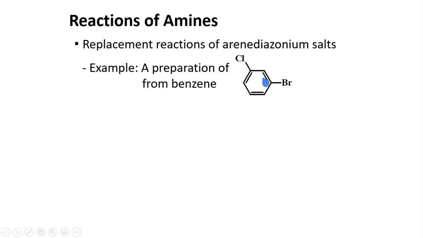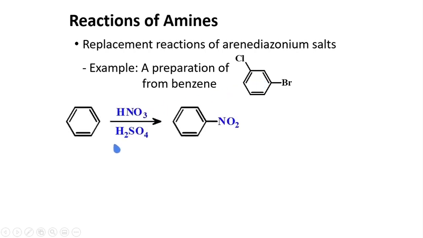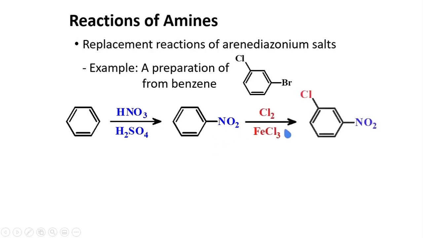How will you prepare this compound in typical electrophilic aromatic substitution? It is not possible. However, if you do arene diazonium salt replacement reactions, you can generate this compound. You can start from benzene using the typical nitration procedure. Now, this nitro group is a meta director and can now be used to add a chlorine atom at meta position. The next step is the reduction of this nitro group.